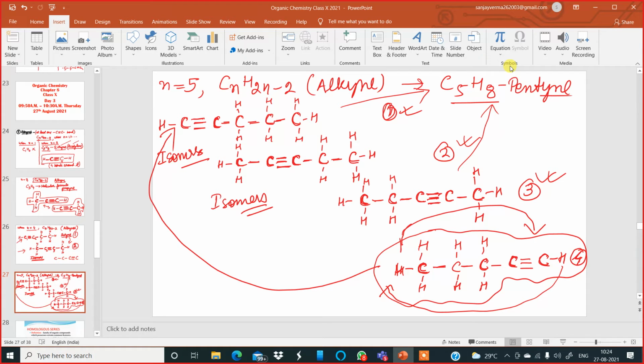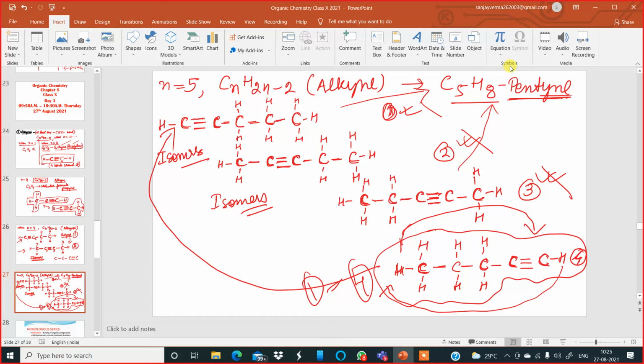Okay, so how many isomers are possible for pentyne position isomers? Not 2, it's 3: 1, 2, and 3. Fourth isomer is not possible because the fourth one and the first one is same. So the isomers possible are 1, 2, and 3 only. 1, 2, and 3 are isomers.